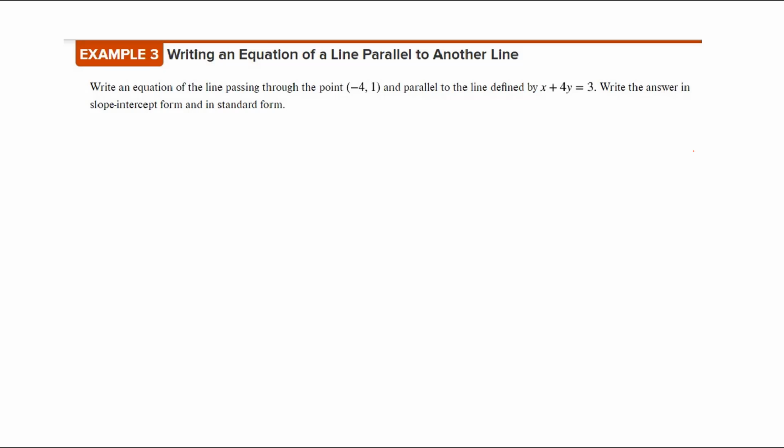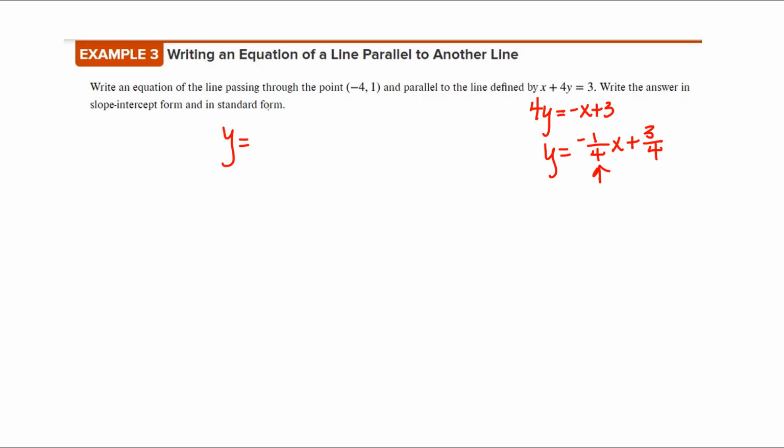So this is the relationship. So if you want to write an equation of a line passing through the point negative 4, 1 and parallel to the line defined by x plus 4y equals 3, you just have to know what the slope of that line is, and you'll know that the line you're trying to write the equation of will have the exact same slope because they are parallel. So here, if you solve for y, you're going to have 4y equals negative x plus 3. If you divide through by 4, you're going to have y equals negative 1/4 x plus 3/4. And so the slope of that line is negative 1/4. So the slope of the line parallel to it will also be negative 1/4.